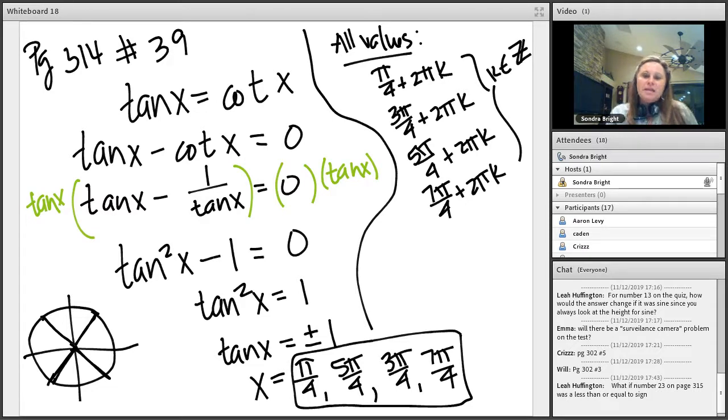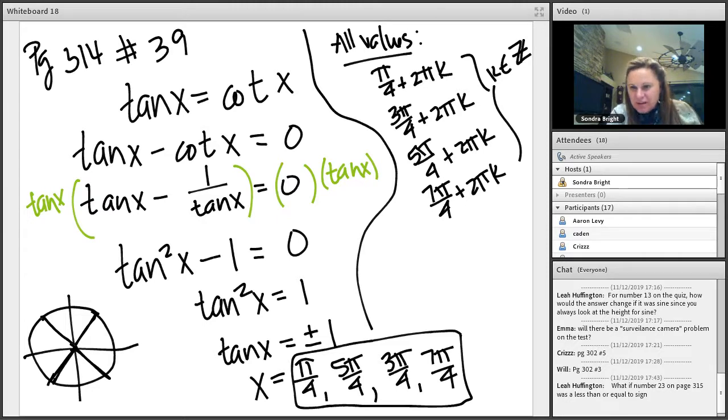Now you can simplify these because it turns out that they're all like 1, 3, 5, 7. They're all the odd multiples of pi over 4. So there is a way to simplify it. I'm not going to bother.